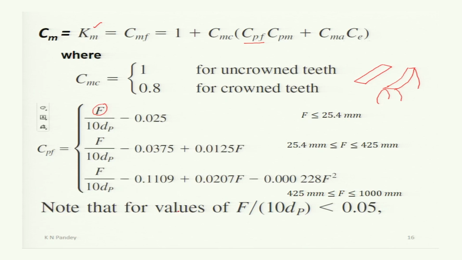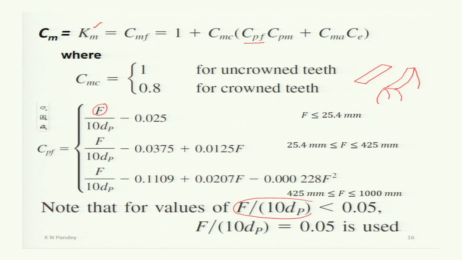Now, note that if the value of f divided by 10 dp, where dp is the pinion diameter, is less than 0.05, we will take f divided by 10 dp equal to 0.05. So, if the value of this is less than 0.05, then also we take f divided by 10 dp as 0.05.